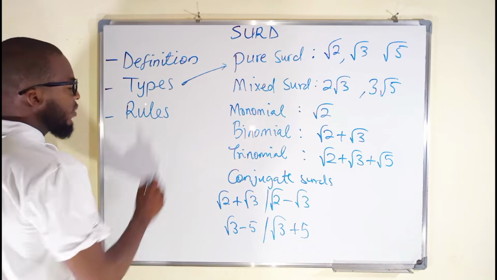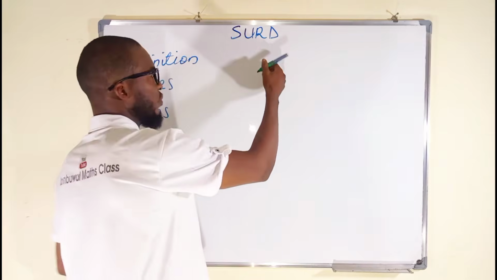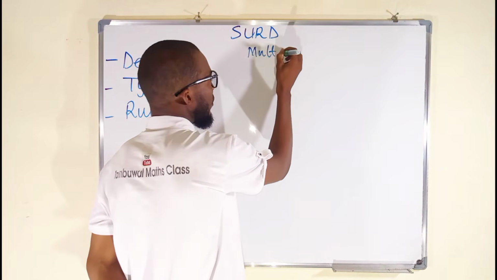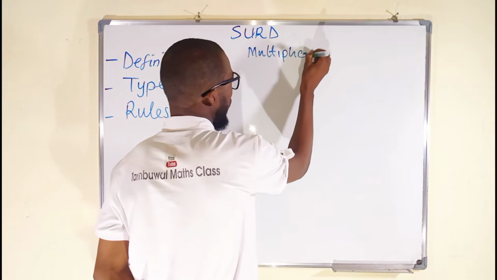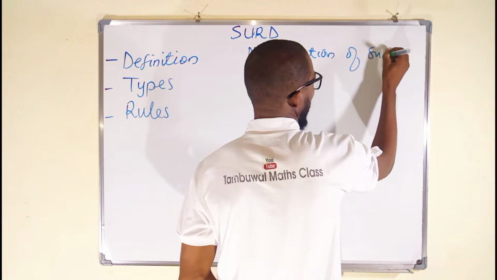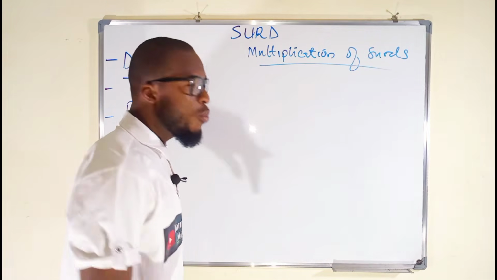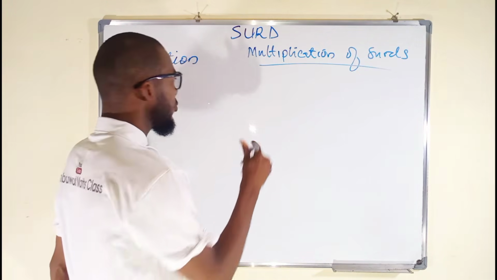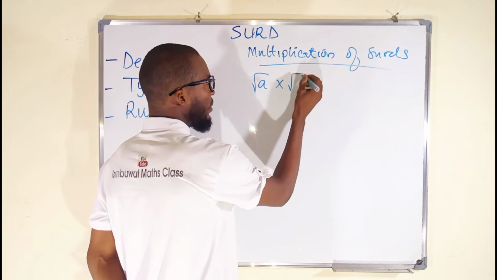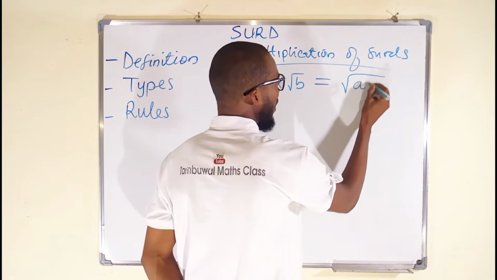Moving on to rules. Let us talk about multiplication first. Multiplication of surds. When you have two or more surds multiplying one another, suppose you have surd A multiplied by surd B. This can be written as surd AB.